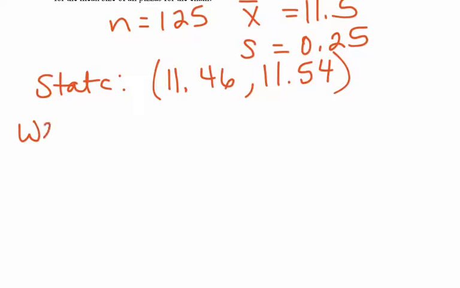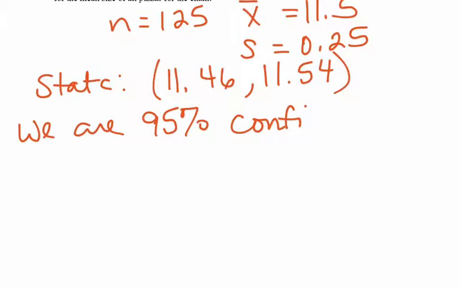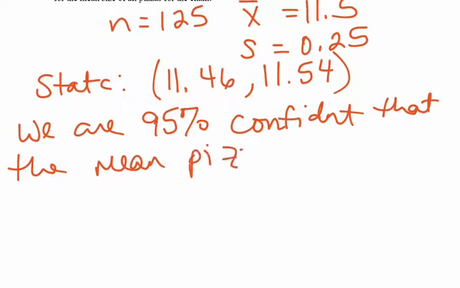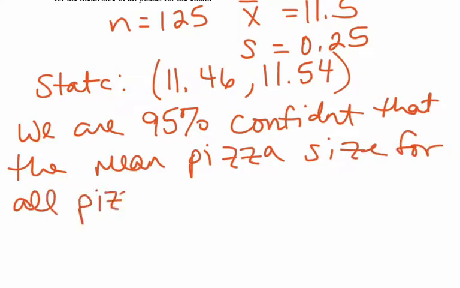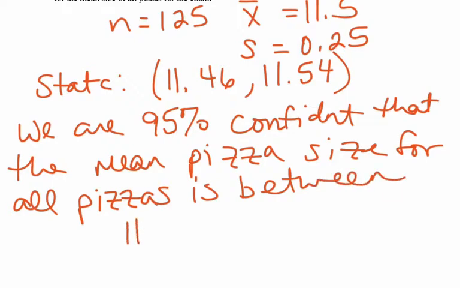So let's just write up the interpretation of that. We are 95% confident that the mean pizza size for all pizzas for this chain, because our population is the chain, is going to be between, because there's always a little fluctuation, 11.46 inches and 11.54 inches.